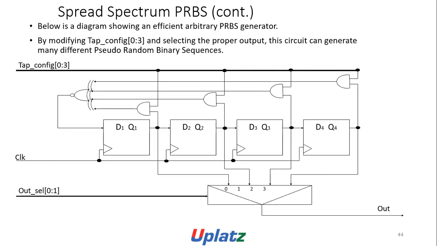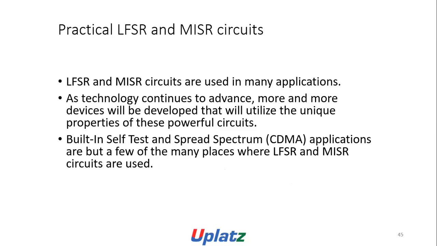Below is a diagram showing an efficient arbitrary PRBS generator. By modifying the tap configuration from 0 to 3 and selecting the proper output, the circuit can generate many different random binary sequences. Practical LFSR and MISR circuits are used in many applications. As technology continues to advance, more and more devices will be developed that utilize the unique properties of this powerful circuit. Built-in self-test and CDMA applications are but a few of the many places where LFSR and MISR circuits are used.